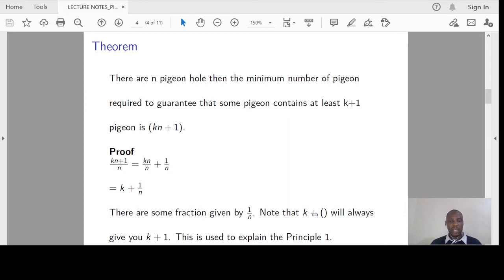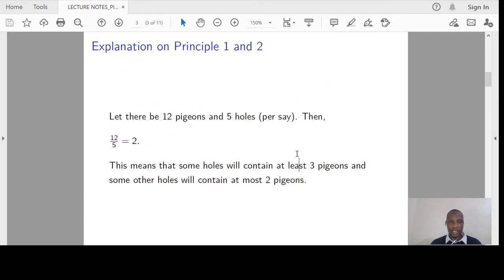Then you need to note that k plus something, in this case 1 over n, is a fraction, but we are adding something here, and it will always give you k plus 1. Reason being, we do not want to count half an object or 3/4, we just want to count it as a whole. So this something here will be given as 1. This is used to explain the principle that we've discussed up here.